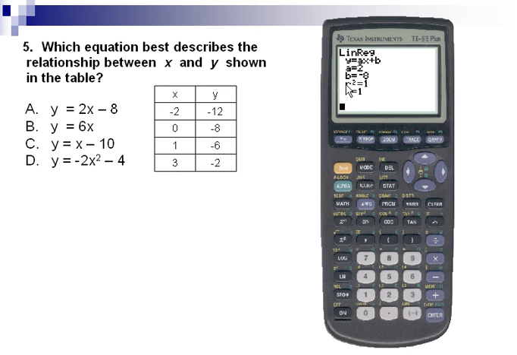Notice our R value is a perfect 1, so that tells us that our data is linear. So now all we need to do is write down our linear regression and match it to the correct answer. Our linear regression will be y equals 2x minus 8. So the correct answer for number 5 is A.